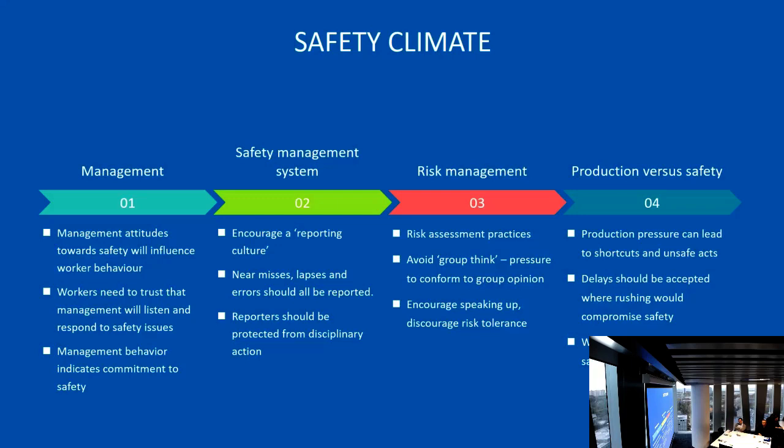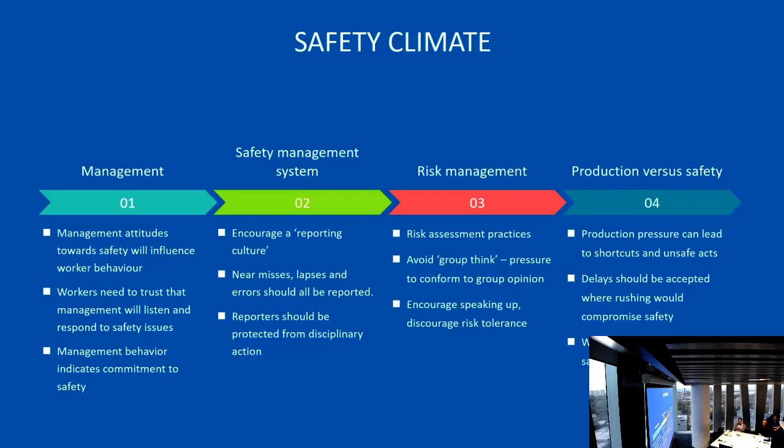We also need to think about safety management systems. So what happens if an incident or a near miss occurs? What do the workers do about it? We want to encourage a reporting culture whereby workers feel happy and confident speaking up about errors, reporting lapses, so that the organisation can learn from those and avoid errors going forward. Reporters should generally be protected from disciplinary action, so they feel confident to report things and they're not going to be fired or lose their job as a consequence.